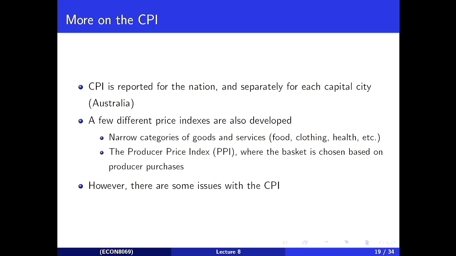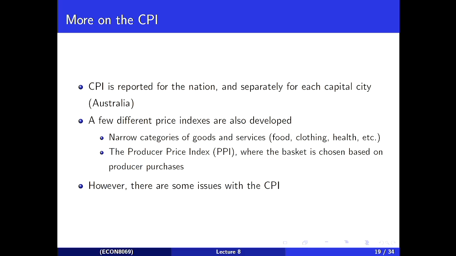Yes, so as I said previously, CPI is measured both for the nation, but also in Australia, at least for a few different sub-regions, for a few capital cities. Because if you live in Sydney, you don't really care about price changes in Perth. Right? Maybe price changes are massive in Perth, but low in Sydney, and you're happy. Or maybe vice versa, as is actually the case at the moment.